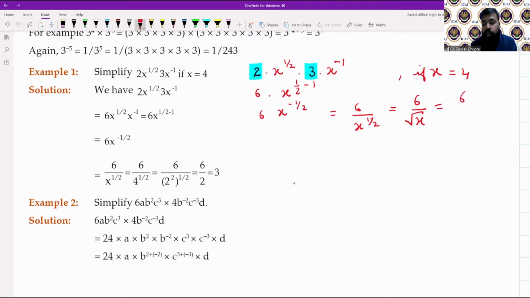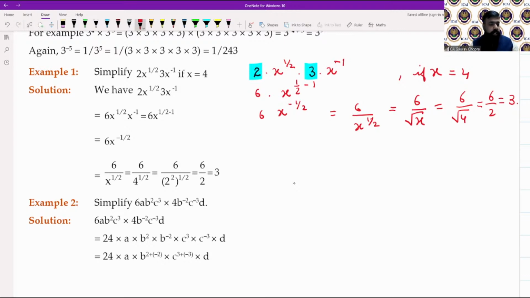Now what is the value of x? It is 4. So root of 4 is 2. So finally the result will be 6 by 2, that is 3. So here I have explained in each and every step. You don't have to follow all the steps. This is only for the explanation purpose because it was our first question. So that is why I have explained in so much detail. Otherwise, we can do it directly without much steps.